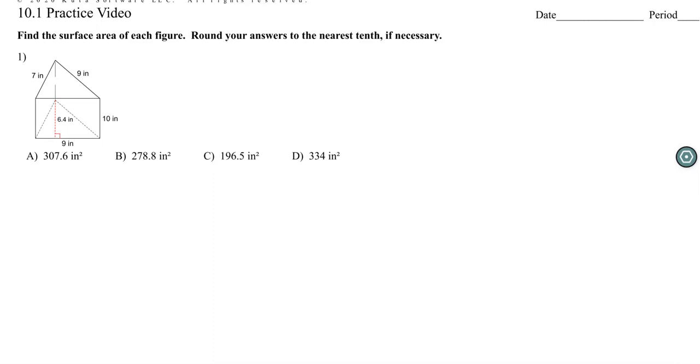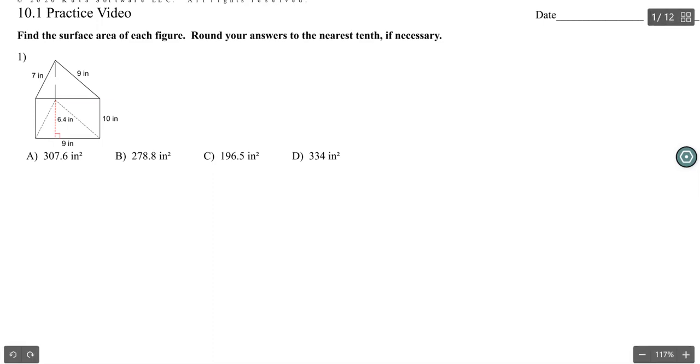So remember, surface area is if you were building this shape out of like wood or metal or something. So you think about every single surface, which is basically just made up of triangles, rectangles, circles, trapezoids. As long as you know the individual formulas for the area of each shape, you can just add them all together. So let's get after this first one here.